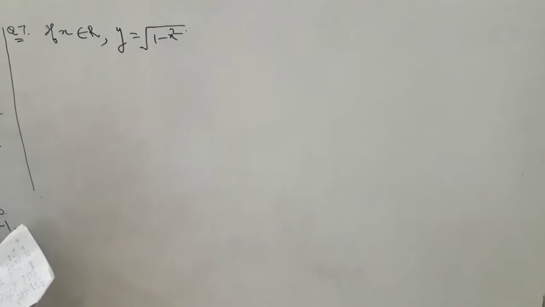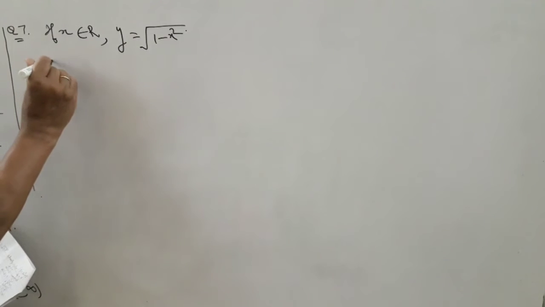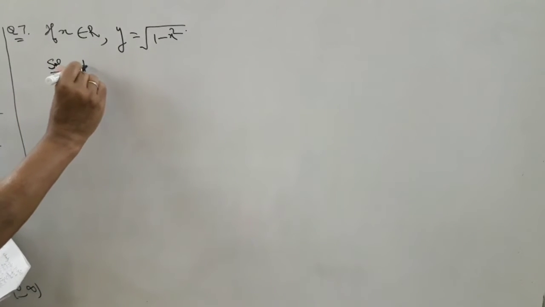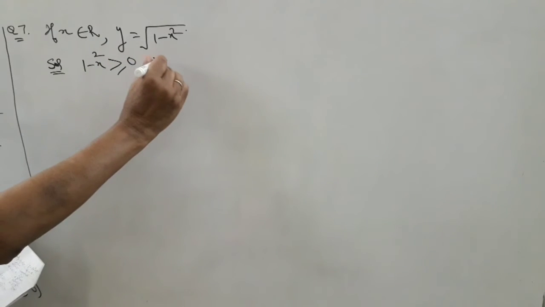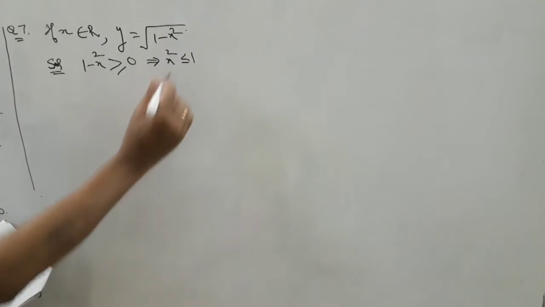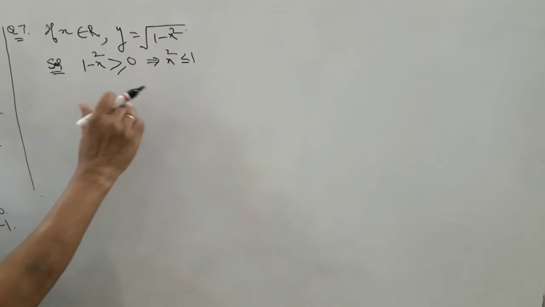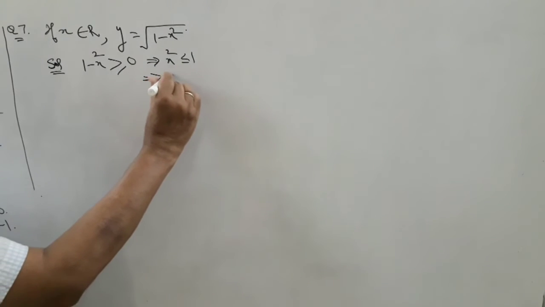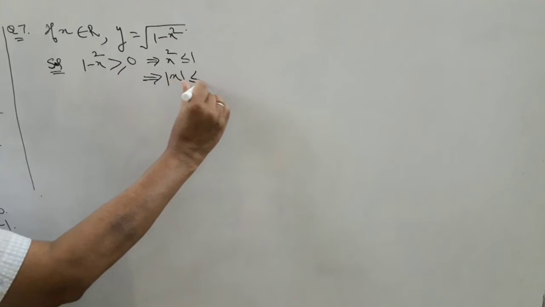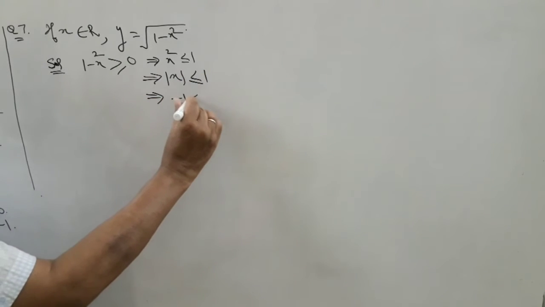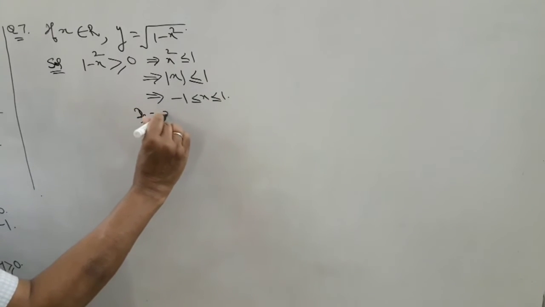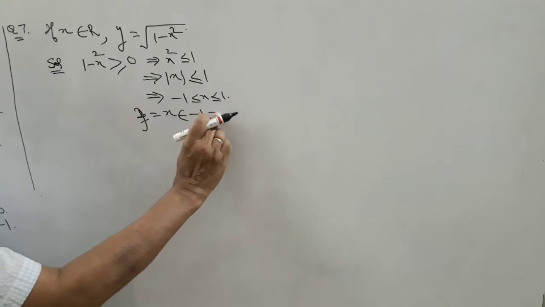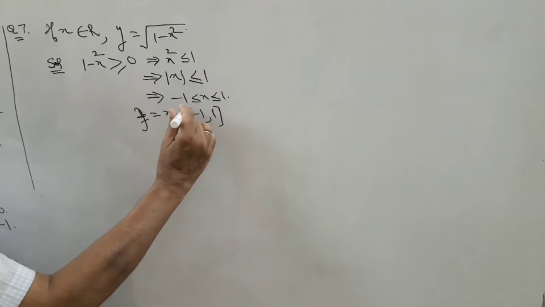If x is real, then find out the domain and range of y is equal to under root of 1 minus x square. See the solution for this. 1 minus x square is greater than or equal to 0, which implies x square is less than or equal to 1. That is, 1 is greater than or equal to x square, which implies modulus of x is less than or equal to 1, meaning minus 1 is less than or equal to x less than or equal to 1. So the domain of the function is x belongs to minus 1 to 1 closed.